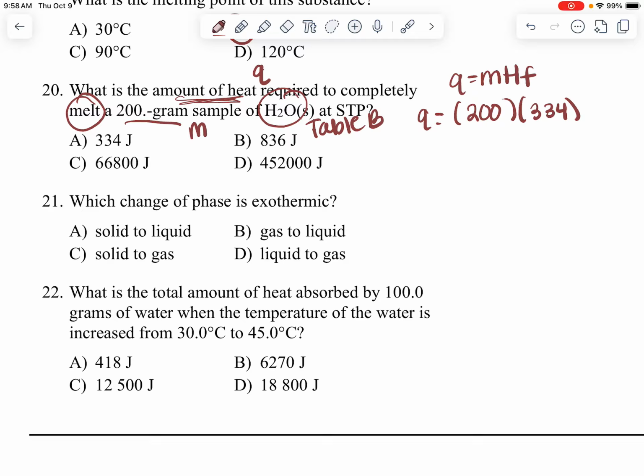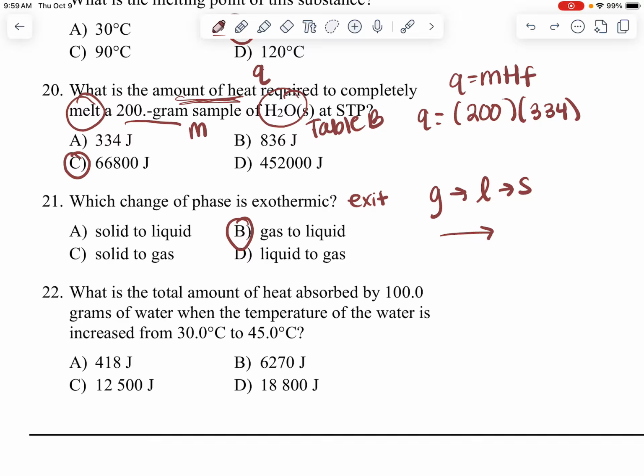So your answer for 20 is going to be C. Exothermic, again, exit. We're cooling down. We're going from high energy to liquid to solid. All right, that's exothermic. So our only option that makes sense is gas to liquid, right, going this direction. Everything else is the other way, right, is endothermic, warming up.